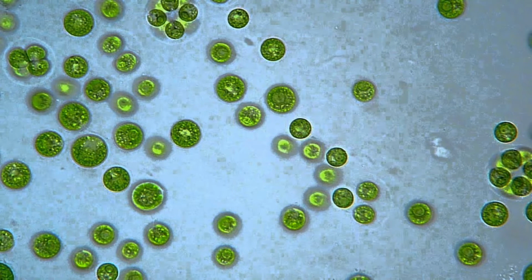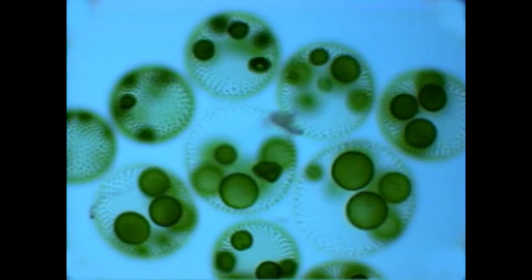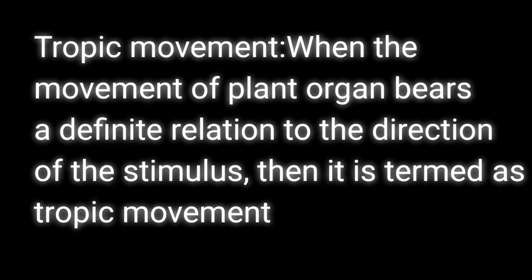It is seen in organisms like Chlamydomonas, Volvox, and many other algae that show a positive phototactic movement under dim light and a negative phototactic movement. So let's move on to another type of movement, that is tropic movement. So in this movement, the plant organ bears a relation to the direction of the stimuli and moves either towards or away from the stimulus, and this type of movement is termed tropic.